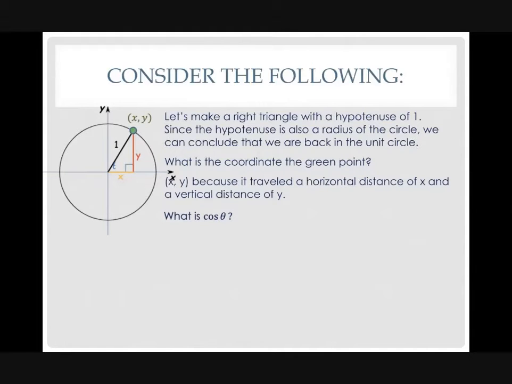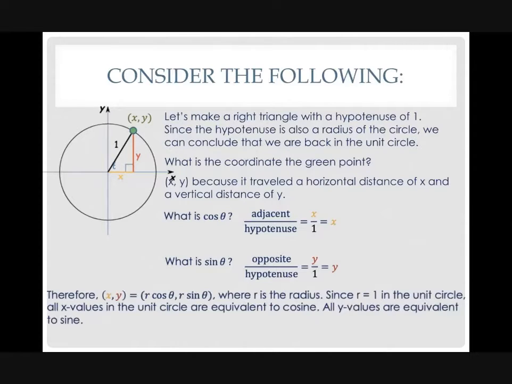Now, according to this, what would be cosine of theta? Cosine of theta is adjacent over hypotenuse, so x over 1, or simply x. And the same goes for sine, however, it's the opposite over the hypotenuse, y over 1, or simply y. Therefore, our coordinate xy can also be rewritten as r cosine theta, r sine theta, in which r represents the radius.